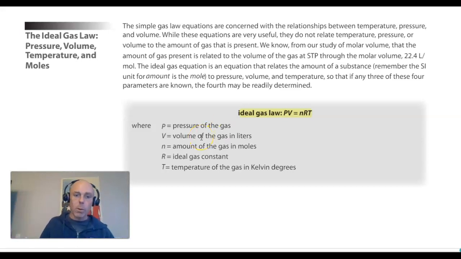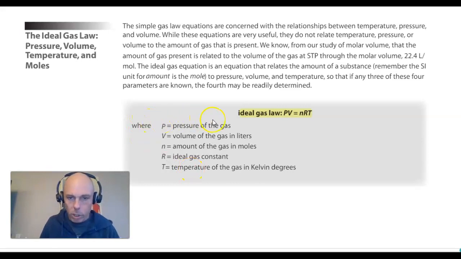The volume always has to be in liters, because we will see that the unit for the volume in the ideal gas law constant is always in liters. Units have to agree to cancel. Moles is always moles, so n will always be moles. Again, we'll talk about the ideal gas law constant here in a moment. And then temperature in all gas law problems needs to be in Kelvin. So if a temperature is given to you in Celsius, you've got to convert it to Kelvin by adding 273.